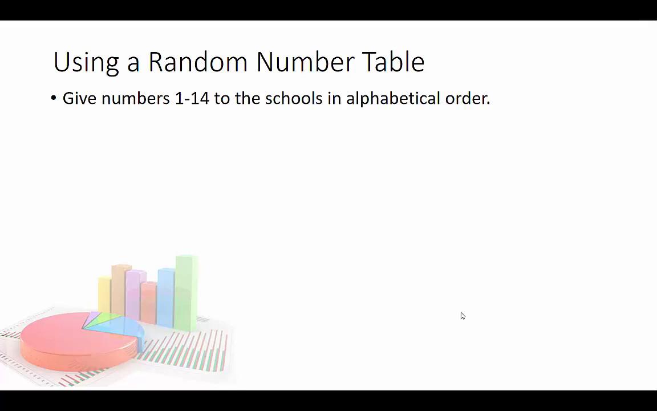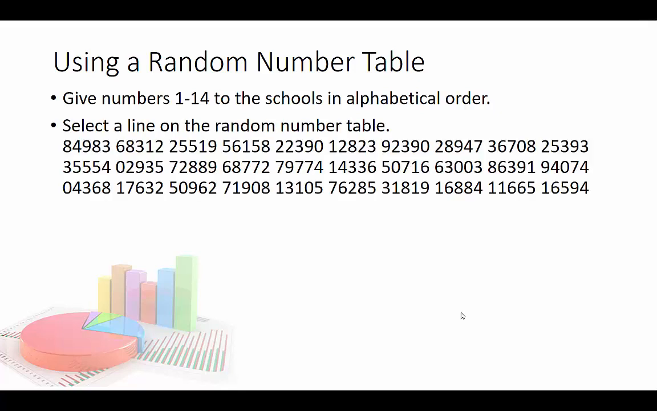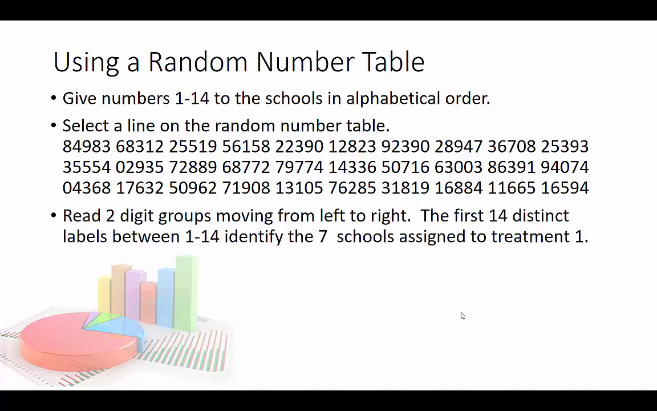Using a random number table, we're going to have to basically ignore some. So here are the lines from a random number table. You're going to read 2-digit groups moving from left to right.